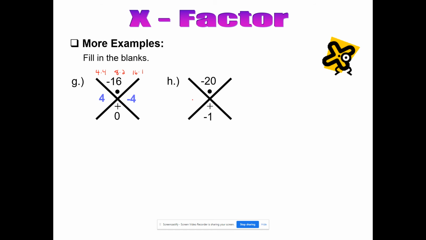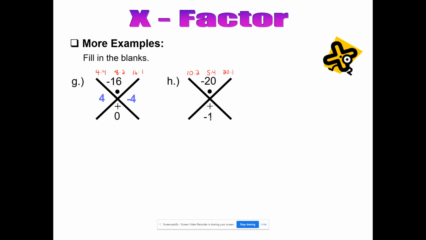Okay, let's think about negative 20. So let's see. I think of 10 times 2 when I think of 20. Don't worry about the negative right now. We'll deal with it once we write these down. We've got 5 and 4, and 20 and 1.